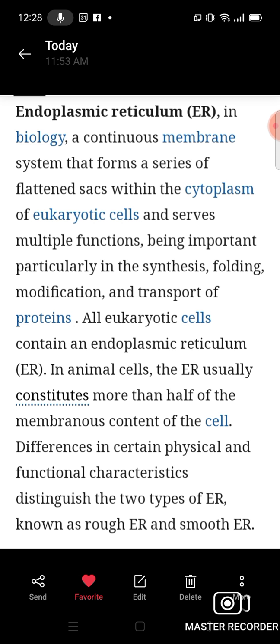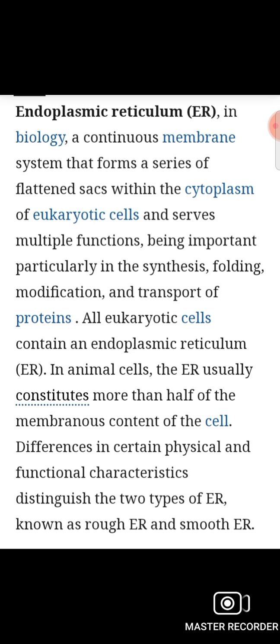This lecture is about another cellular organelle which is called the endoplasmic reticulum. Like all the other cellular organelles, the endoplasmic reticulum has its own importance, and it is a very important cellular organelle which is also involved in the synthesis of protein.